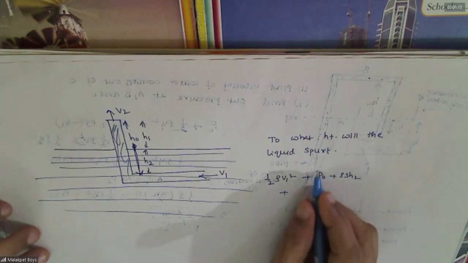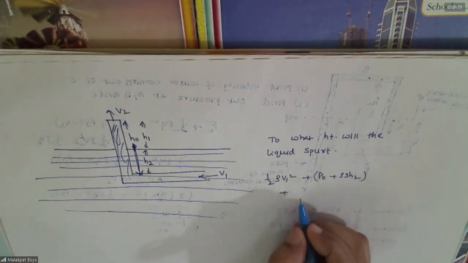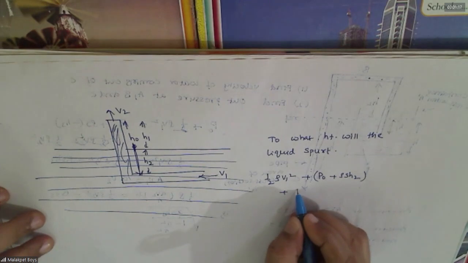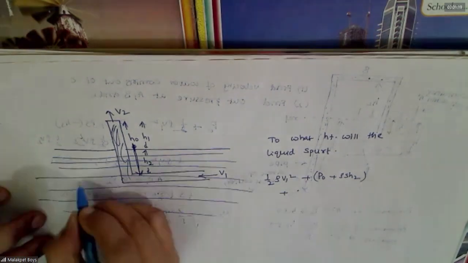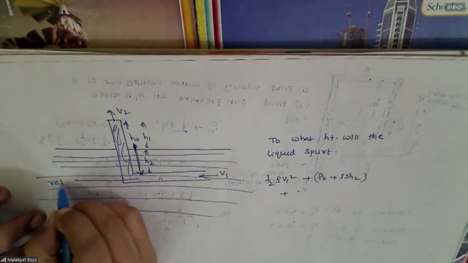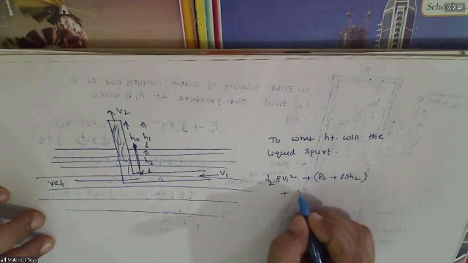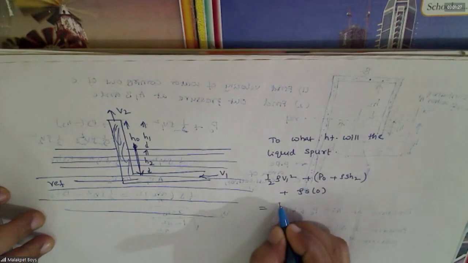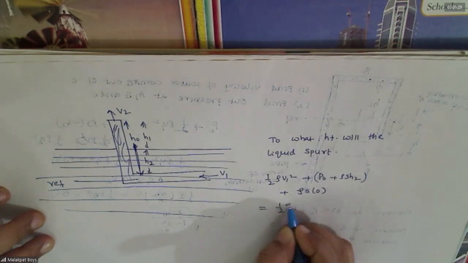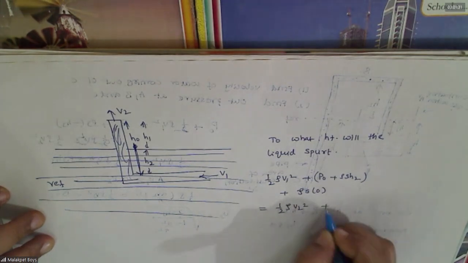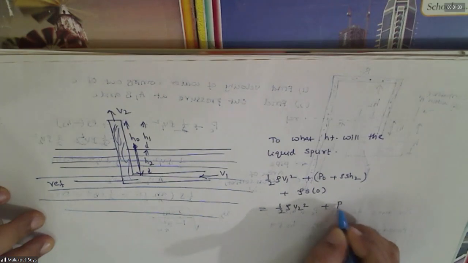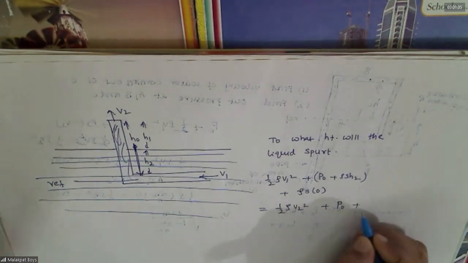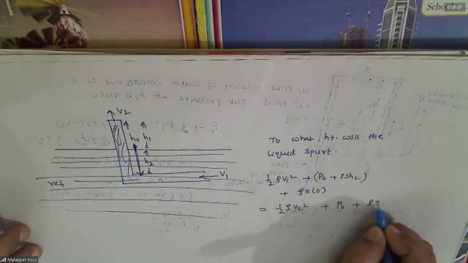Is the pressure. What is the gravitational potential energy? If you take this as the reference, then gravitational potential energy is zero. At the highest point, half rho V2 square plus pressure is P naught. Potential energy will be how much?